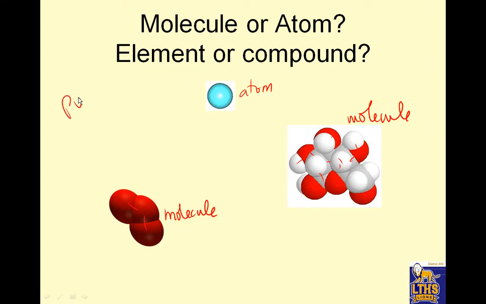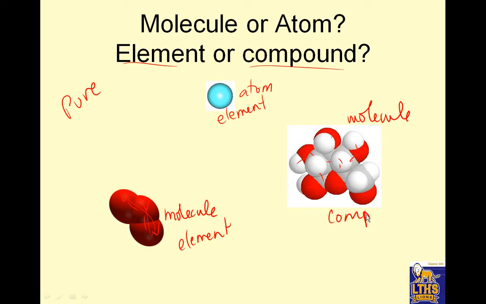So these are all pure. And so we have to decide, are they elements or compounds? Well, this is an element because it's the same kind of atoms. This is also an element because this atom and this atom and this atom are the same kind of atoms. The reason it's a molecule is that they're bonded together.